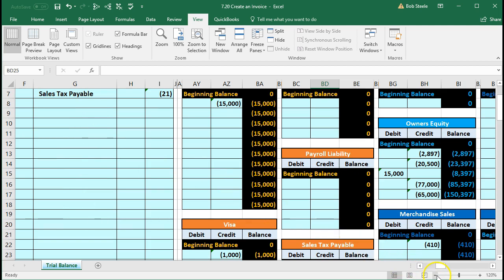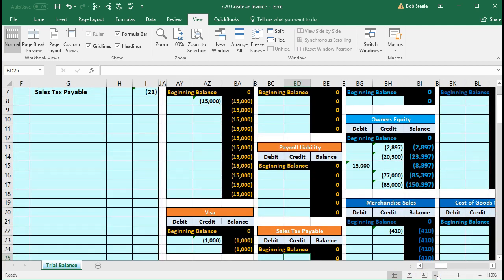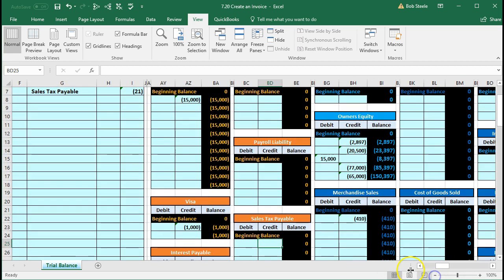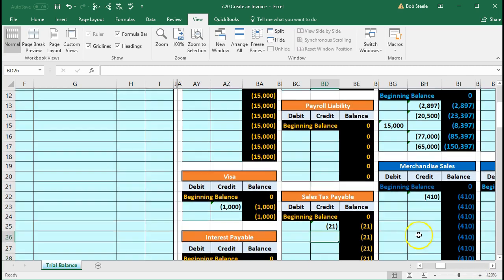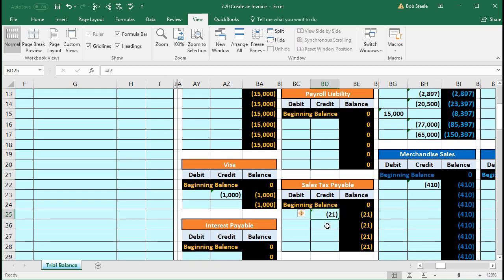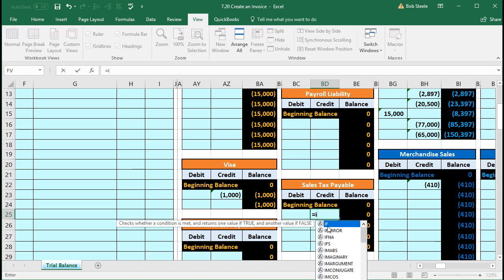So I'm going to make it from 120 down to 110. And let's make it a little bit more. So now we're down to 100. So I'm going to put my cursor in BD25. I'm in BD25, equals, and then point to cell I7 and enter. I'm going to go back up to 120%. And once again, if that's difficult to see, we're in BD25. If I delete that, you could just type in equals I7 and enter.